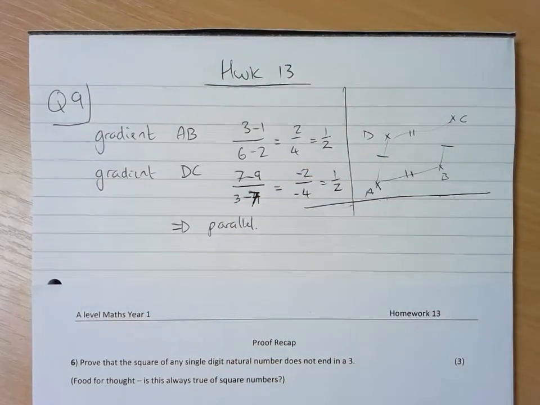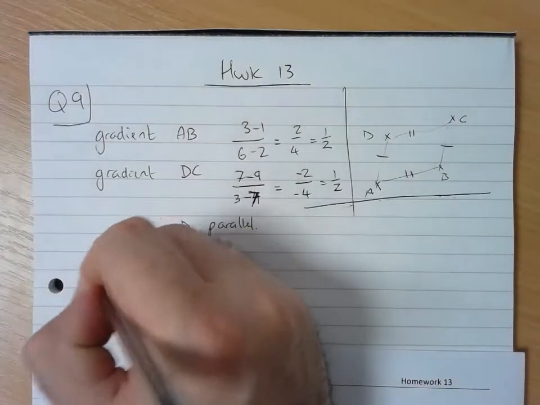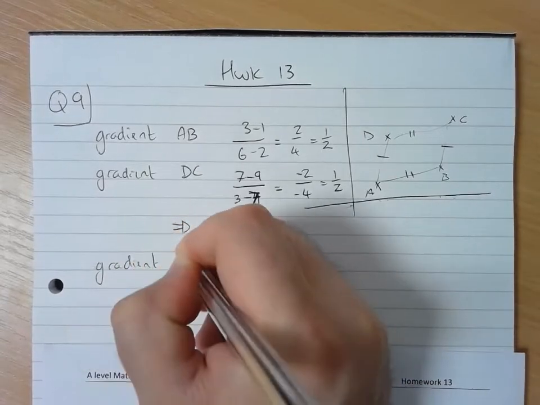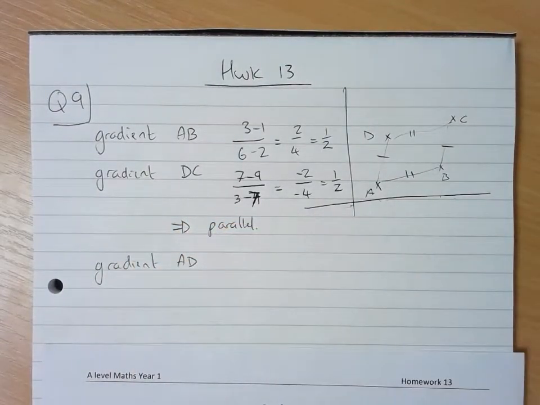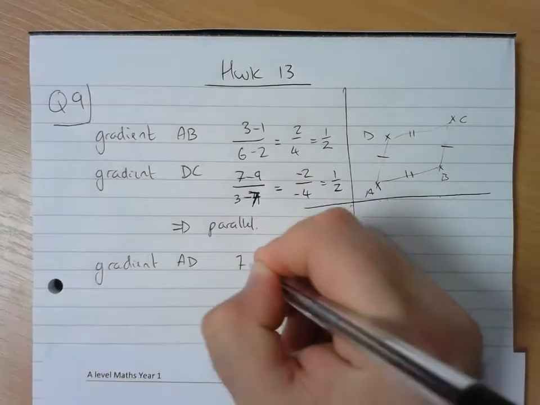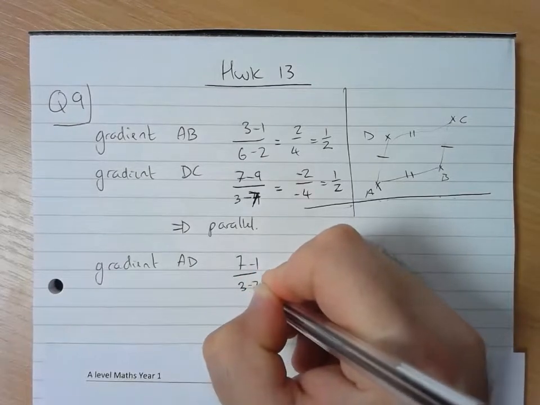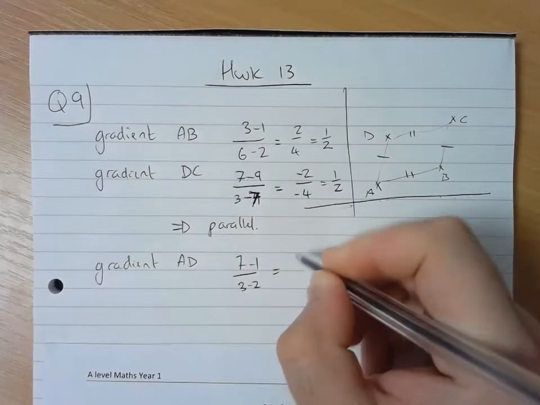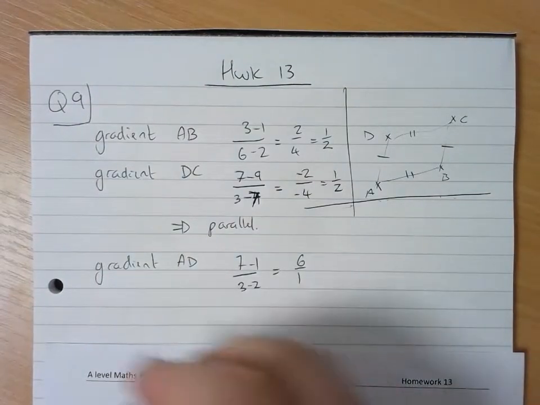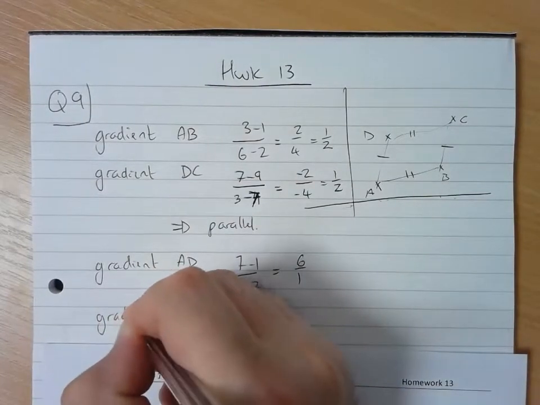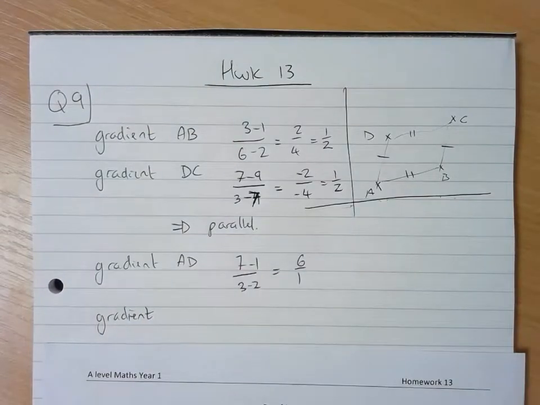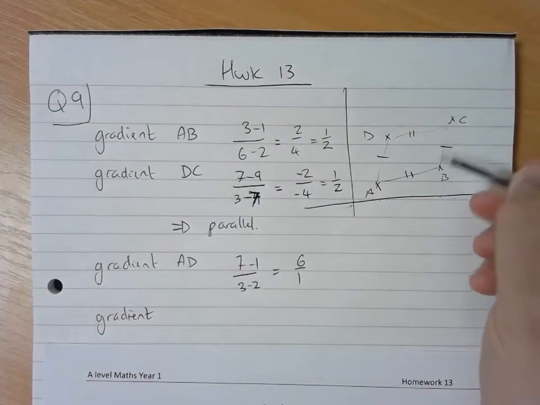It implies parallel. So all we need to do now is check that this also works for A and D and B and C. So A to D, if we look at the coordinates for A to D, we have 7 minus 1 over 3 minus 2, which gives us a gradient of 6 over 1. We also need to do the gradient of BC, because this is what's parallel to AD.